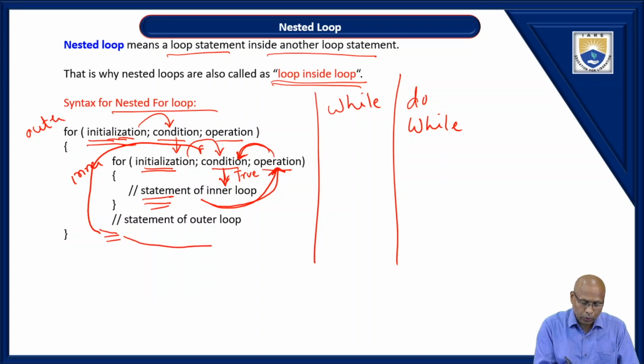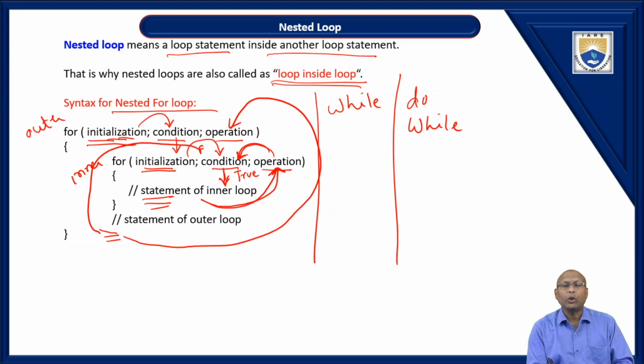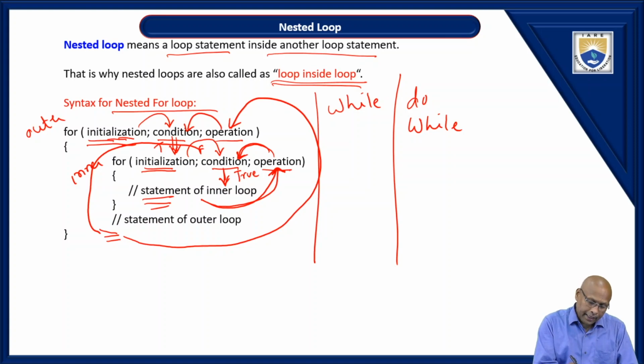After that, the control goes to outer loop operation. After performing operation, again go to the outer loop condition. There again it will check whether true or false. If it is true, it will come inside. Then again do the initialization, check the condition. If it is true, come inside. Then do the statement, again go to operation. So it will keep on doing as long as it is true.